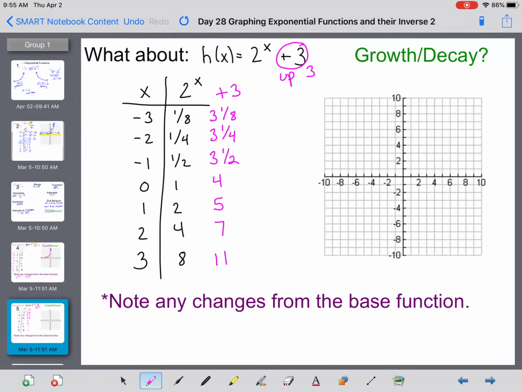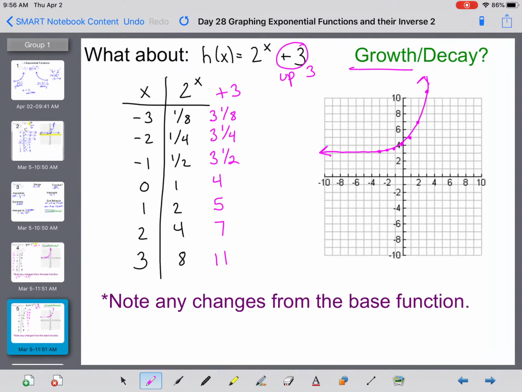Again, as best you can here. So there's about 3 1/8, 3 1/4, 3 1/2, 4, 5, 7, and 11 is going to be a little bit off. And we can play connect the dots here. I still have an example of a growth function.